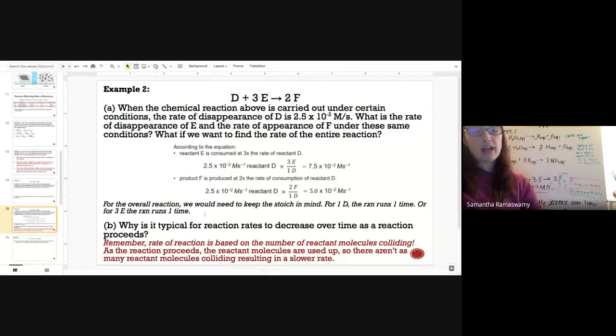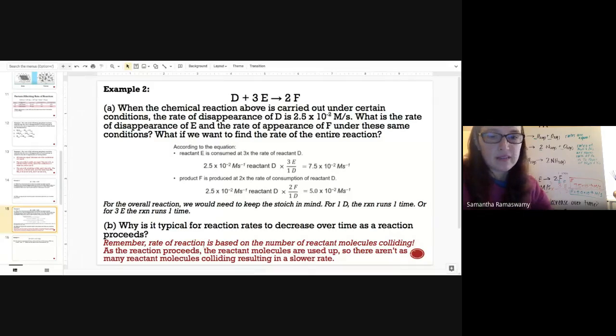For the overall reaction, we still keep stoichiometry in mind. So for every 1 D, the reaction runs 1 time. Again, we'll circle back to this overall reaction idea probably right when we get back from break.